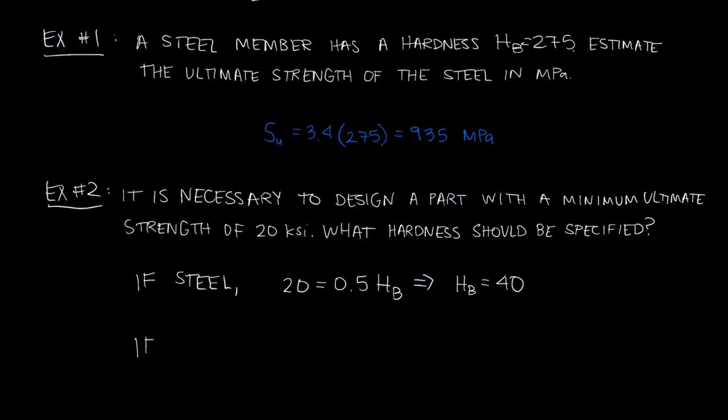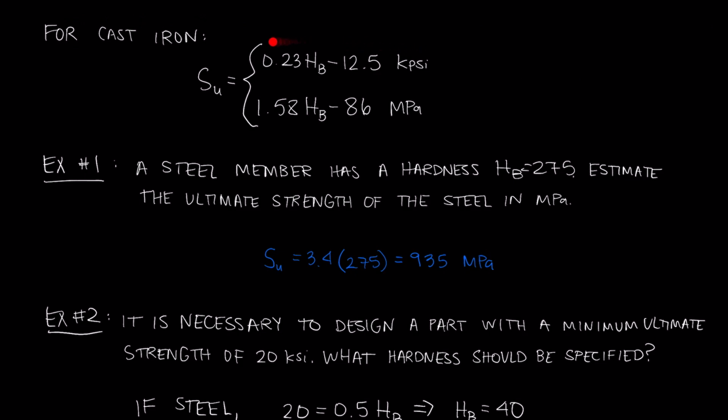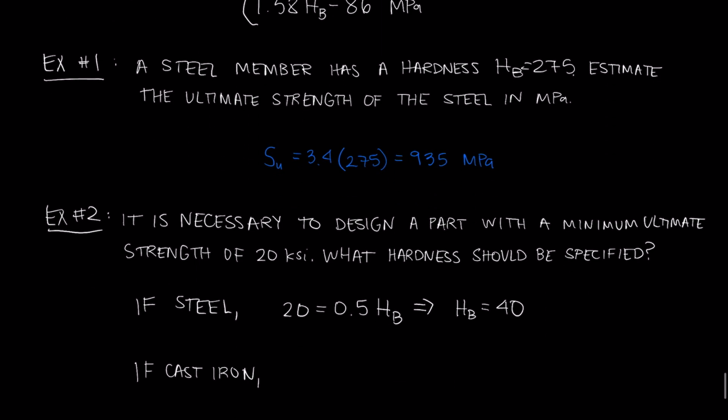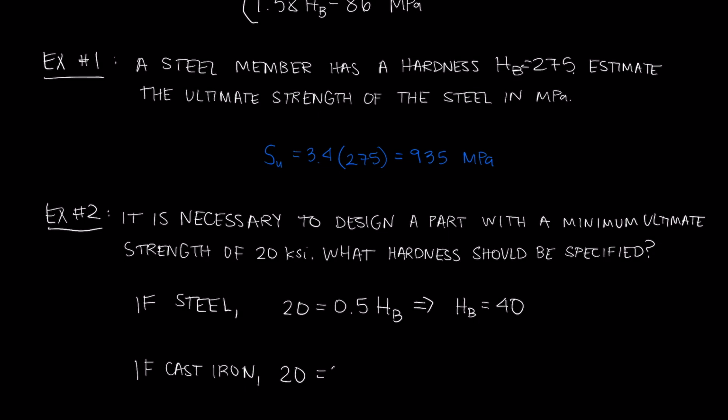Now how about if it's cast iron? Again, we're going to use the top form of the equation here because we have units in ksi. So we'll set 20 equal to 0.23 times our Brinell hardness number minus 12.5 and solve for that Brinell hardness number. So 20 plus 12.5, divided by 0.23, gives 141.